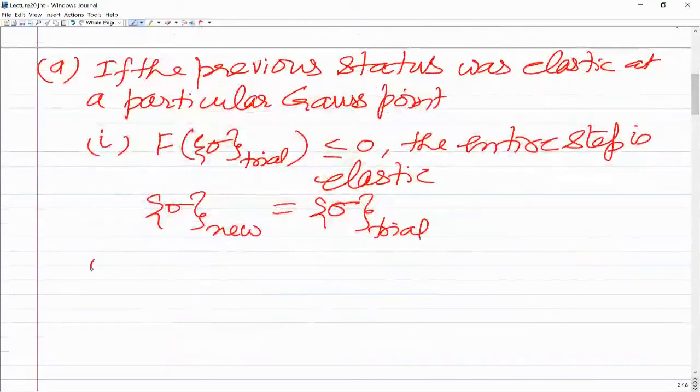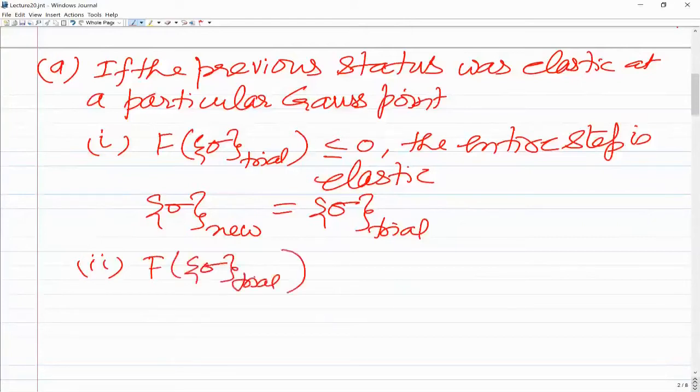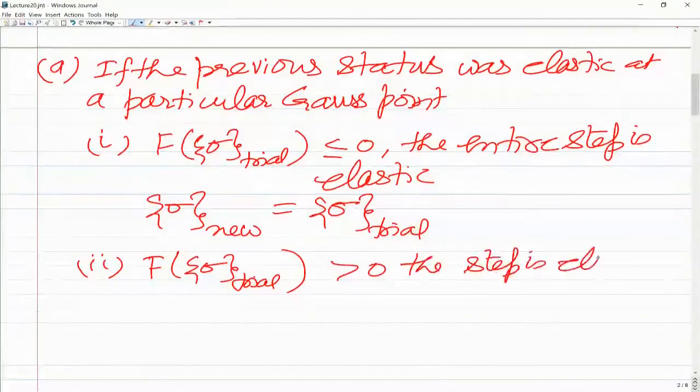Second, there can be a transition from elastic to elastoplastic. So the other possibility is that F of sigma trial may come out to be greater than 0. So if it is greater than 0, then that means the step is elastoplastic.